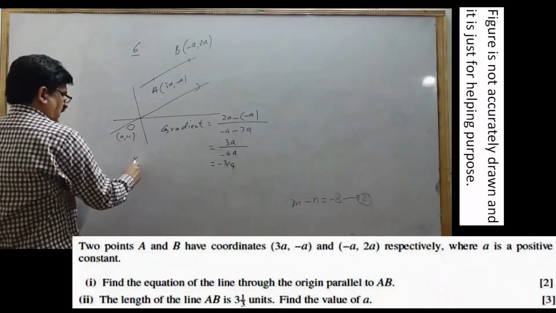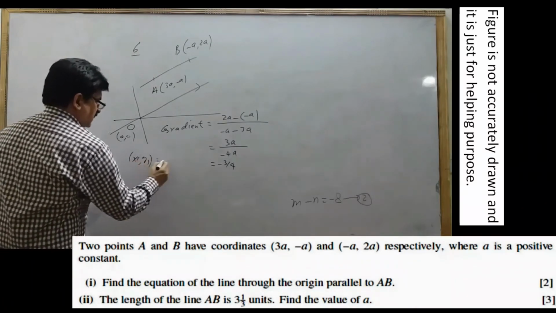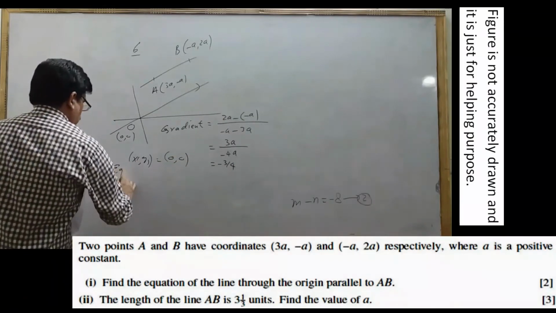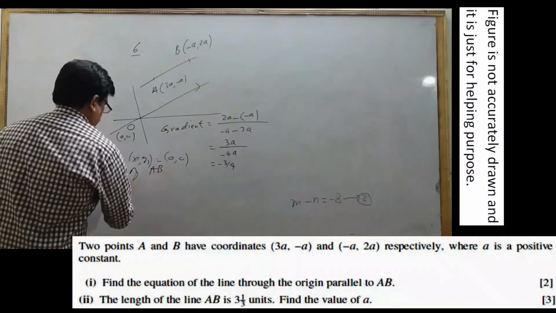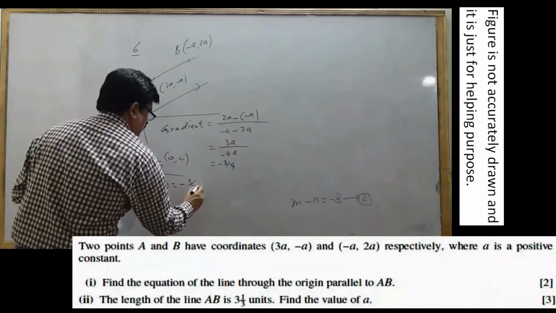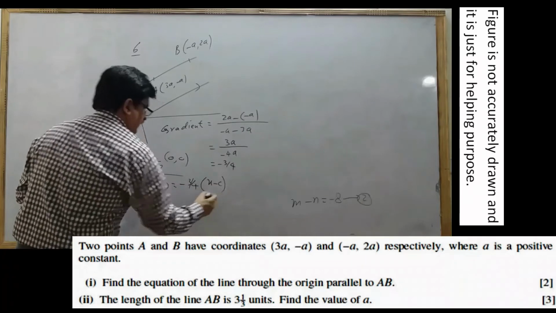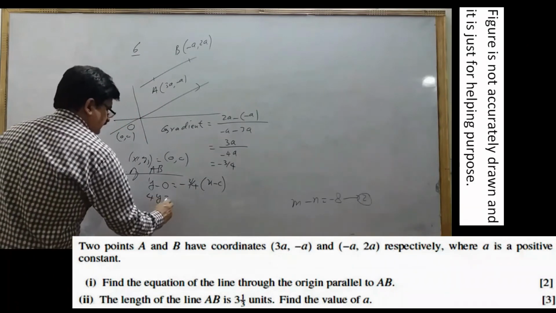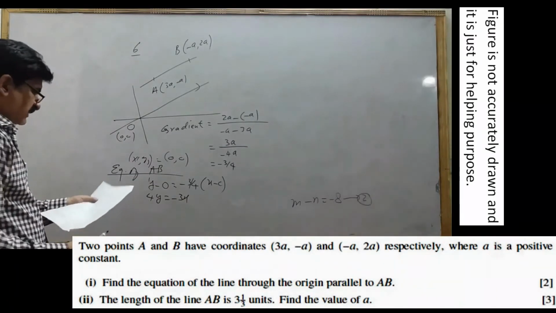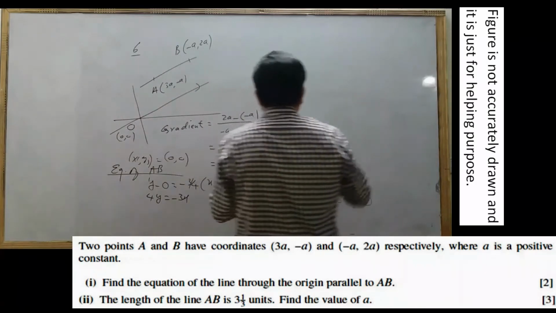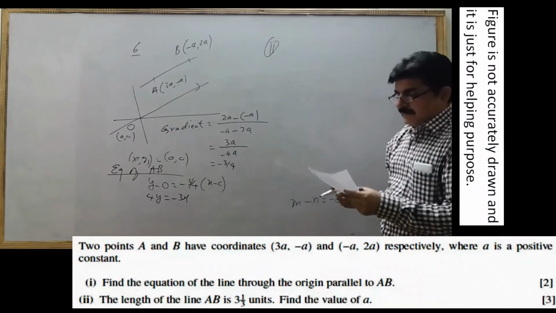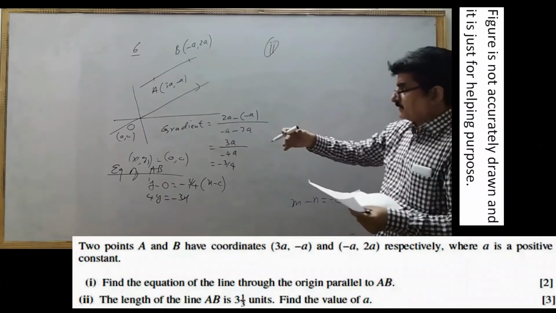So the point x1 y1 will be 0 0. So equation of AB will be y minus y1 equal to m into x minus x1. If you simplify it, you will get 4y is equal to minus 3x, or y is equal to minus 3 by 4 x, or in any form you can write it. Now the second part is that the length of the line AB is this. Find the value of A. This is an independent part. It has no concern with the first part.